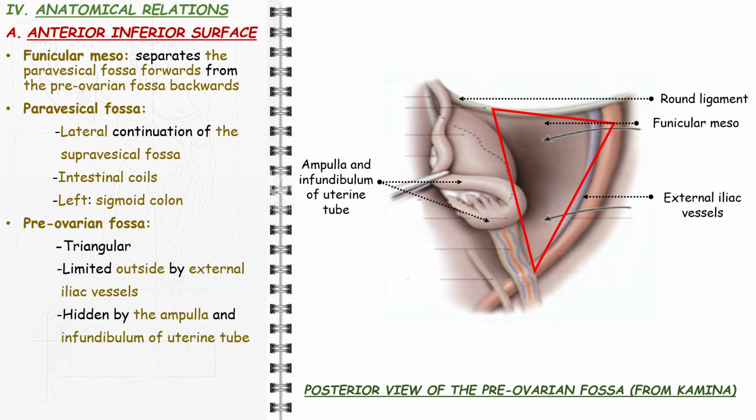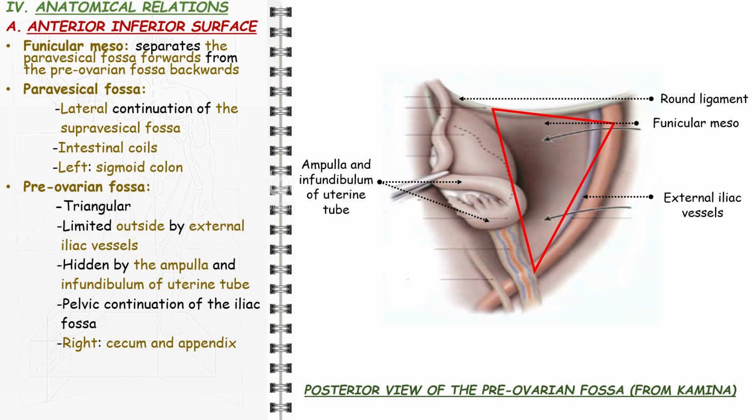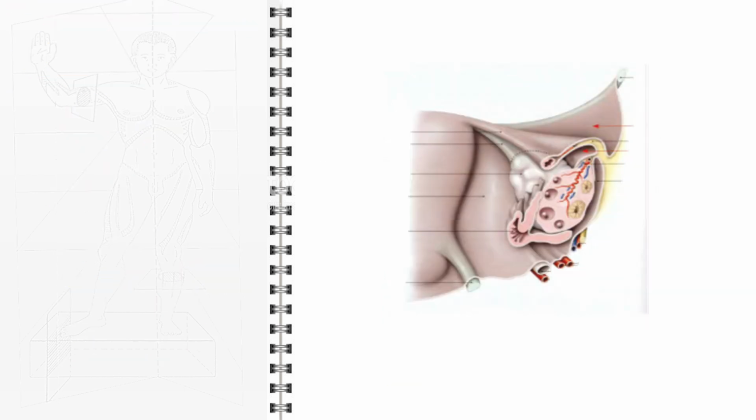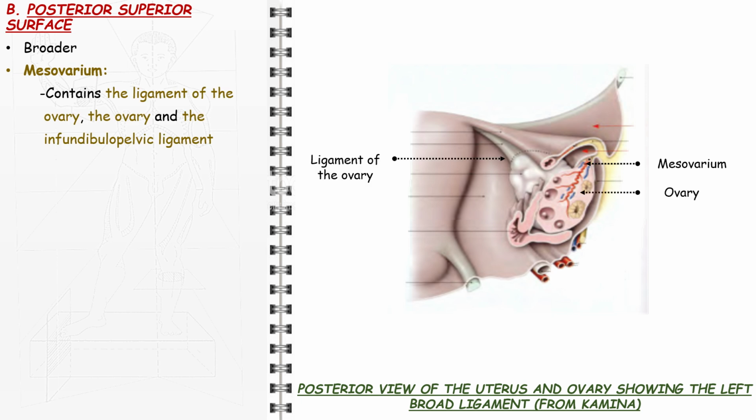The pre-ovarian fossa is the pelvic continuity of the iliac fossa and, thus, is in contact with the cecum and appendix to the right and the sigmoid colon to the left. The posterior superior surface is broader. It extends down lower than the anterior surface. It contains the mesovarium. The mesovarium contains, successively, the ligament of the ovary, the mesovarian border of the ovary and the infundibular pelvic ligament of the ovary.